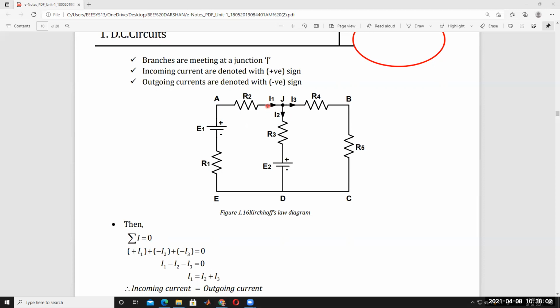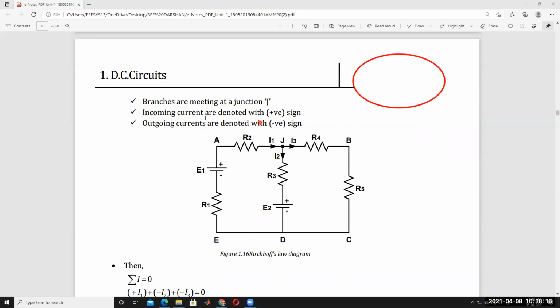This sign convention is not fixed, so let us assume one. You could assign it the other way, with incoming currents negative and outgoing currents positive, as you wish. But here I am assuming incoming currents are positive and outgoing currents are negative.